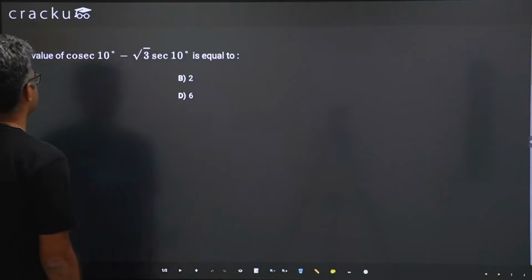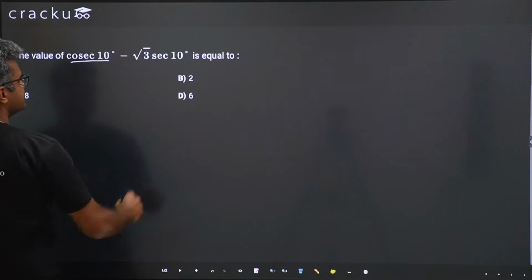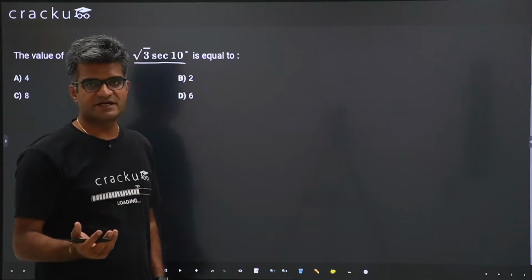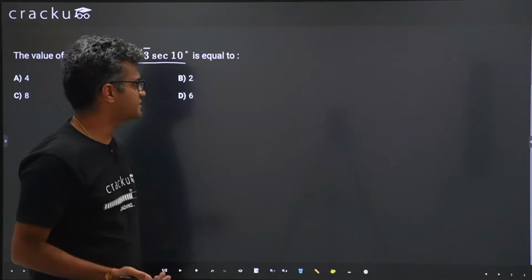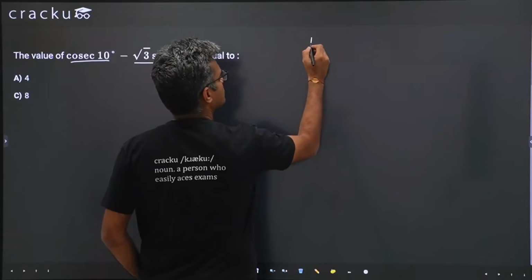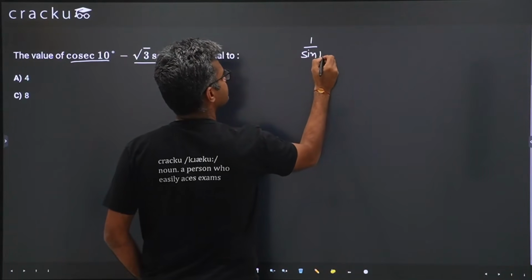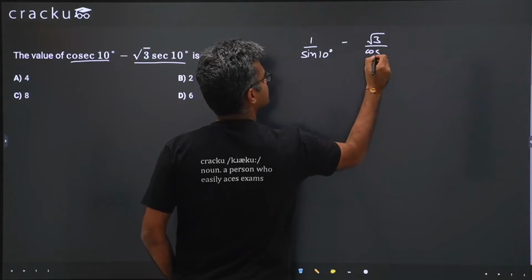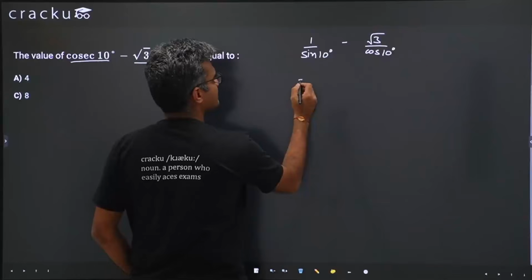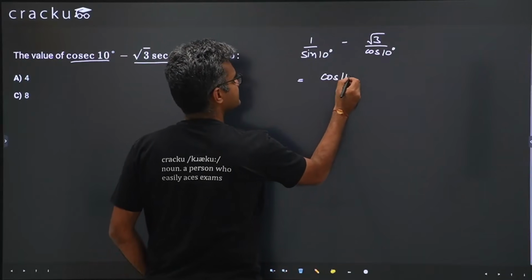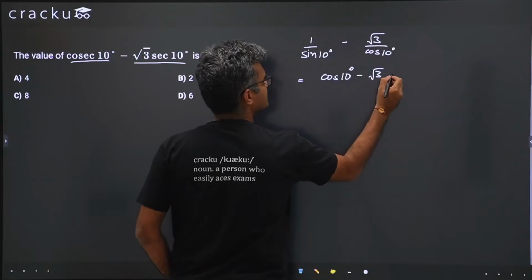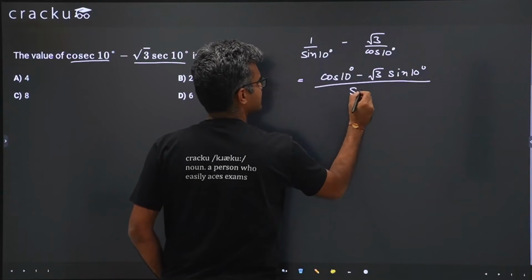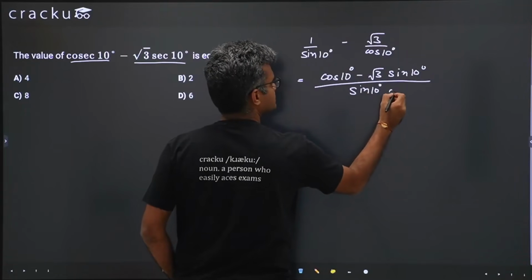In this question, we are asked to calculate the value of cosecant 10 degrees minus square root of 3 secant 10 degrees. We know that cosecant of theta is 1 by sin theta and secant of theta is 1 by cos theta. So this expression can be simplified to equal 1 by sin 10 degrees minus root 3 divided by cos 10 degrees. If you are taking the same denominator, this is equal to cos of 10 degrees minus root 3 of sin 10 degrees divided by sin 10 degrees into cos 10 degrees.